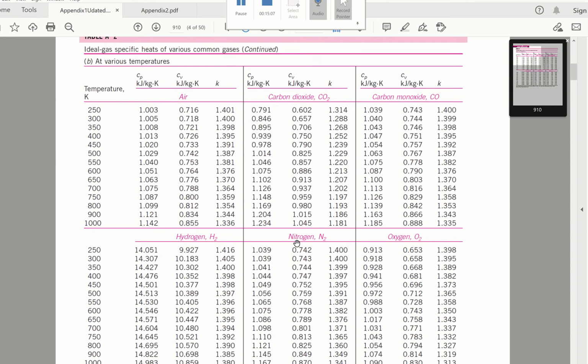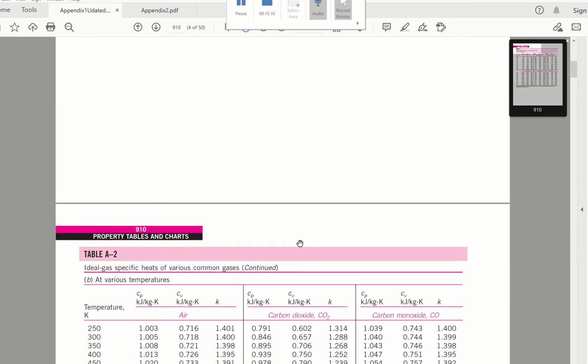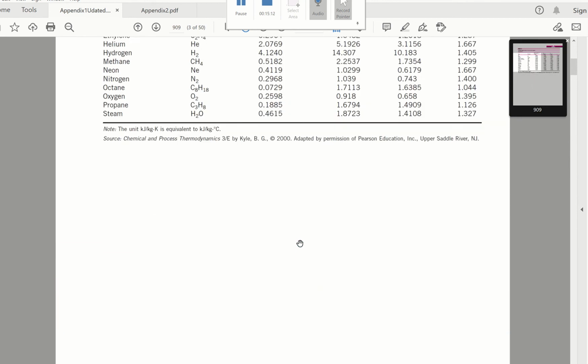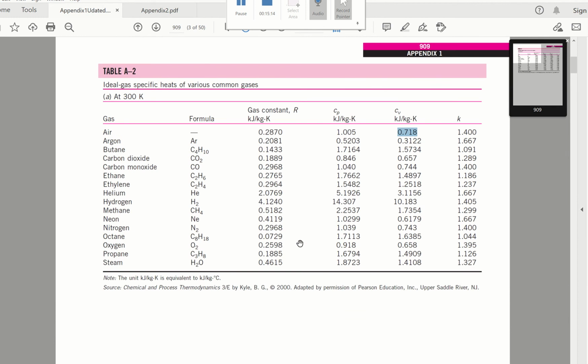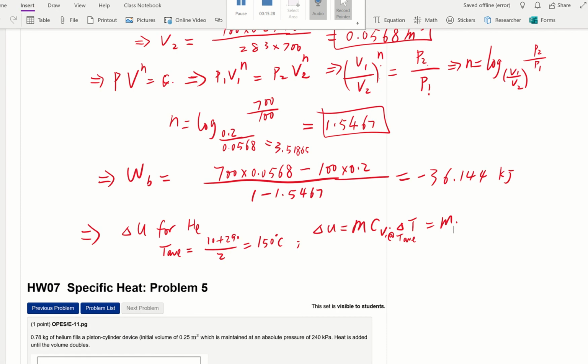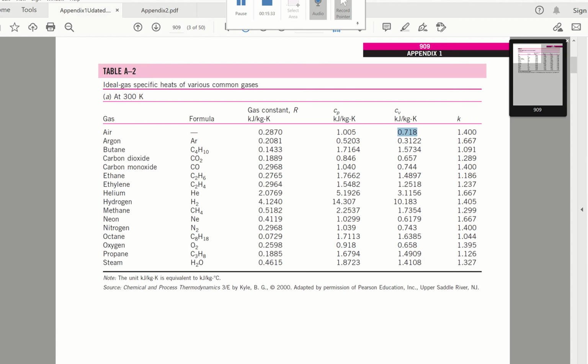Well, guess what? We don't have a helium table. Then the best we can do is use 300 Kelvin to approximate. So now let's see how we step down in terms of preciseness. We're going to use 300 Kelvin because our temperature averages 150 degrees Celsius, which is above 300 Kelvin. But here we do have helium, so we're going to use helium to solve this, and we're using CV.